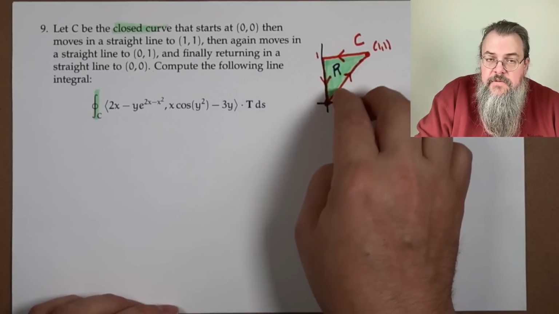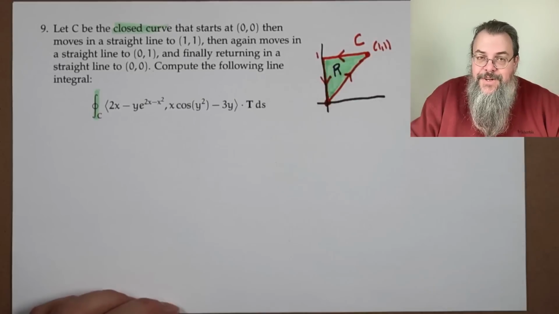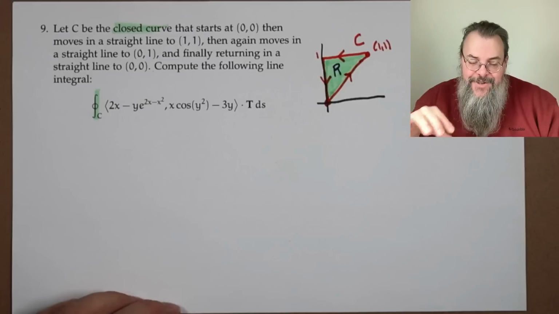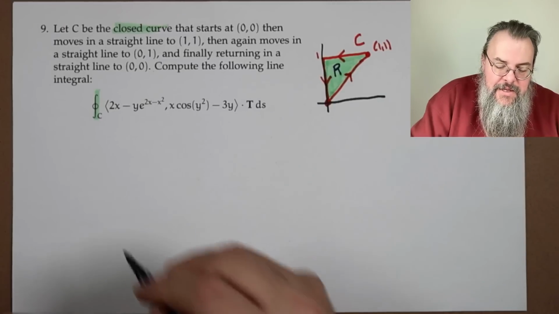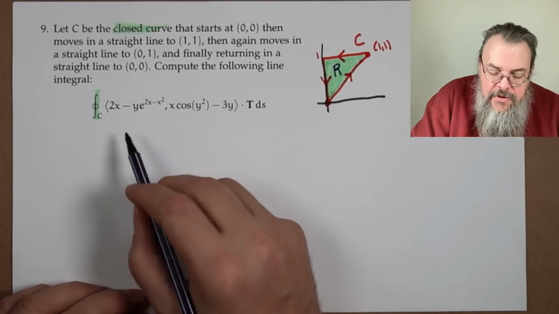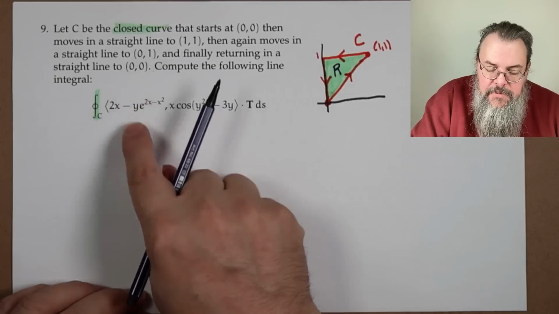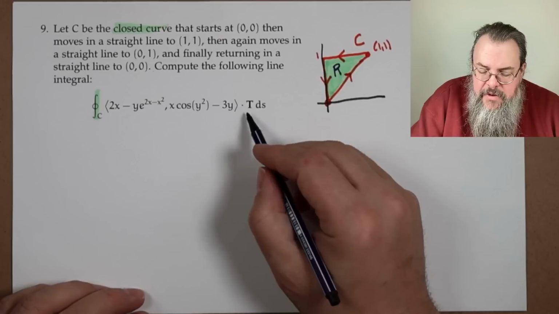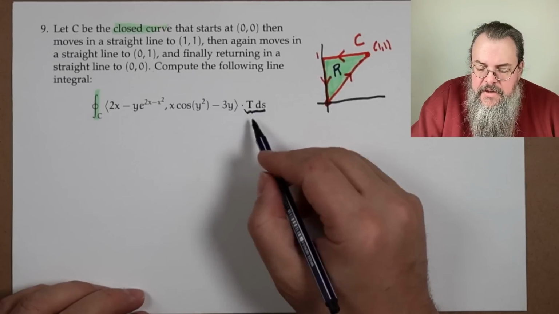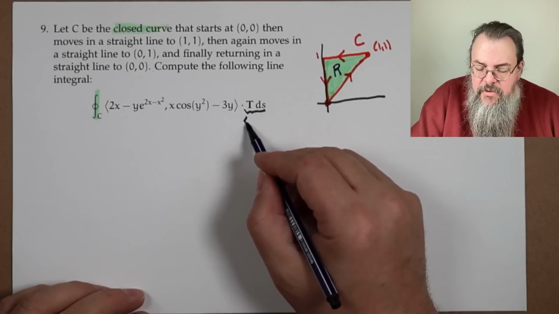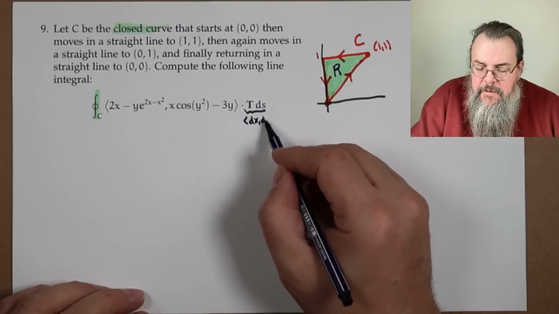When you walk the curve, keep the region to your left. Good, so we are oriented the correct way. Then, if you have an integral of the form M dx and N dy. Now, you might say, well, wait, is that what we have? This F dot T ds is really M dx plus N dy.